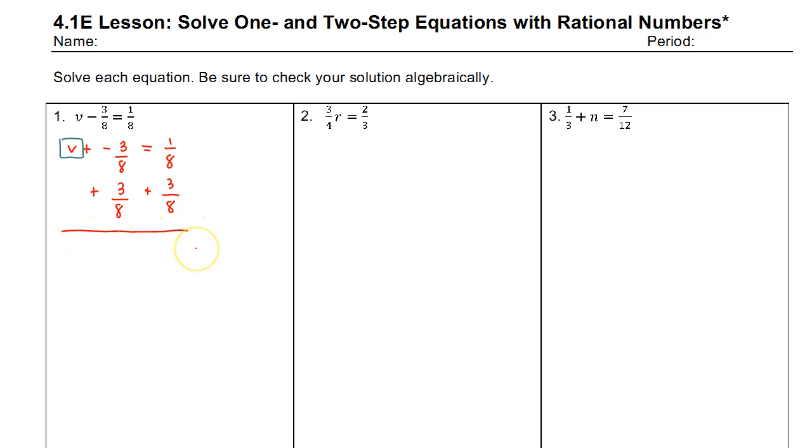And on the left side, negative 3/8 and positive 3/8 is 0. That leaves me with v on the left. Now on the right side, I have a common denominator. So 1/8 plus 3/8 will give me a denominator of 8. And if I add my numerators 1 and 3, I have 4. So v is equal to 4/8. Of course, that is not in simplest form, so I need to simplify, and v is equal to 1/2.